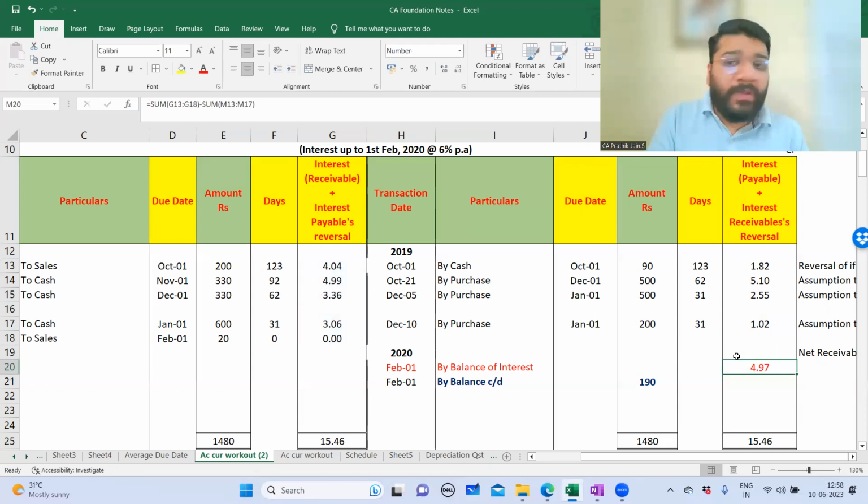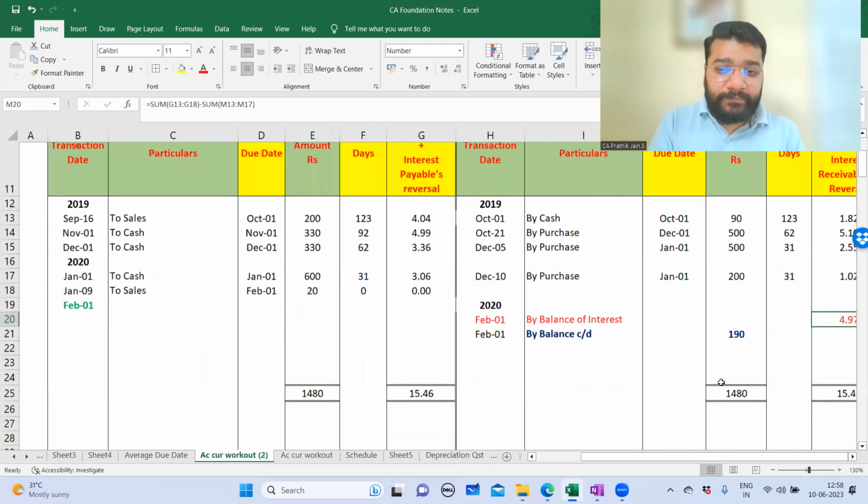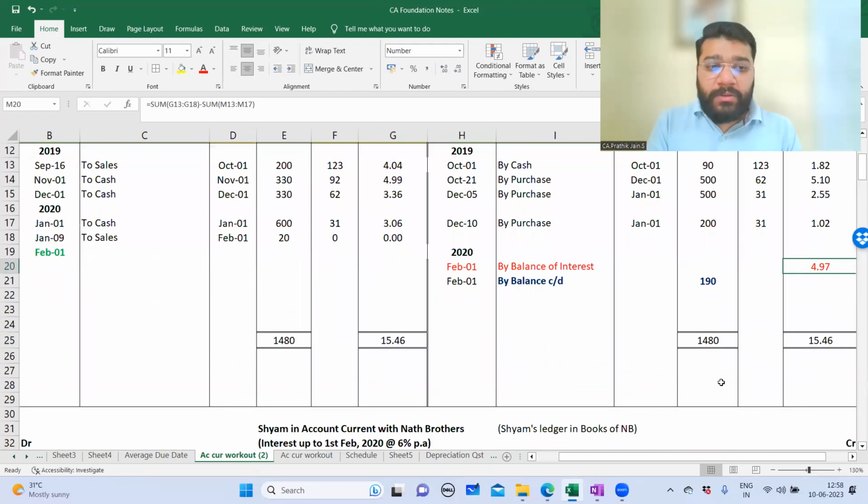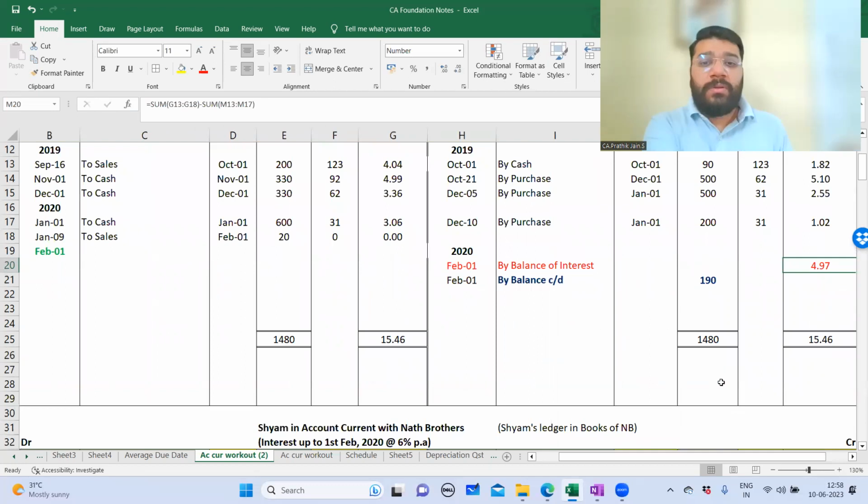$4.97. 4.97 is balance interest. Please tell me, people, this 4.97 is interest receivable, net interest receivable. Guys, please understand, this is not a ledger. What is the accounting process?